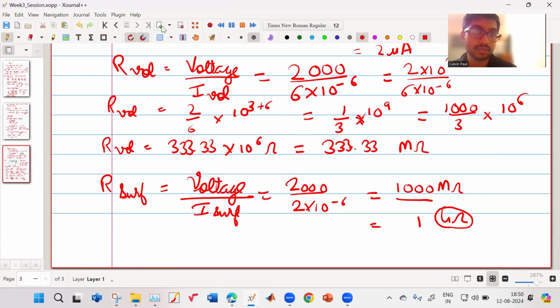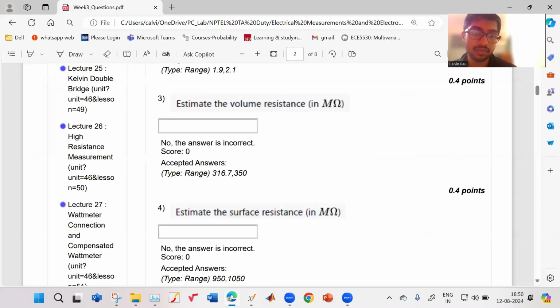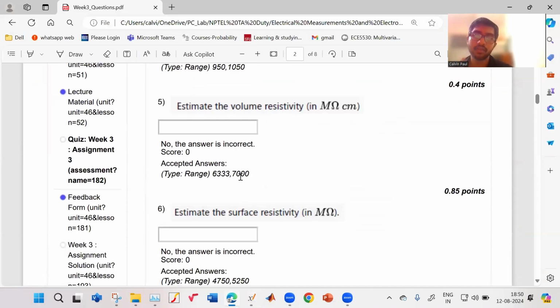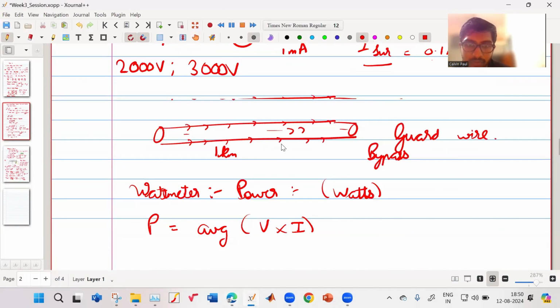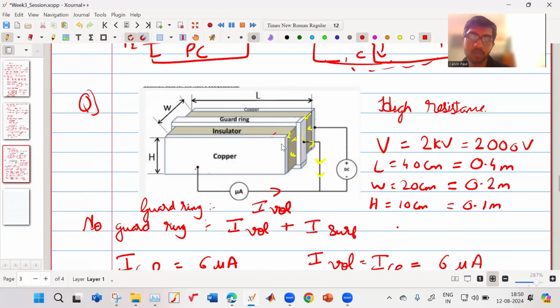Next, they are saying you must estimate the volume resistivity in mega ohm centimeter. Okay. So now, what is the volume over here?